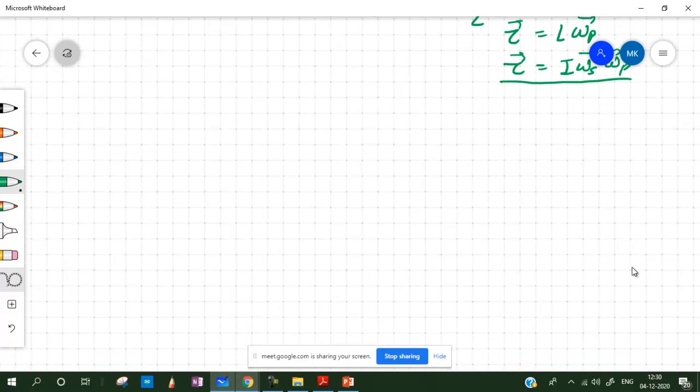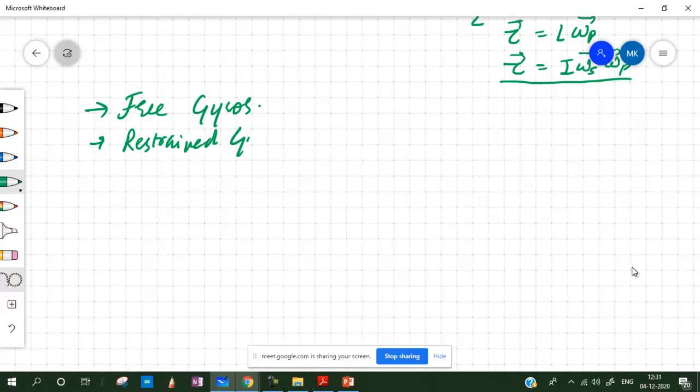अब जैसे मैंने कल बताया था, we have something called as free gyros, and we have restrained gyros. फ्री gyros क्या है? 3 जिम्बल लगे हैं हमारे पास, और उसके अंदर हमें रेस्ट्रिक्शन नहीं रखी है. तो आई कैन जस्ट मे बी ड्रॉ इट अगेन फॉर यू.